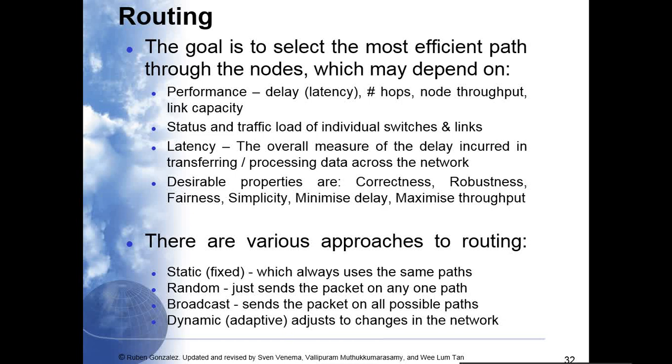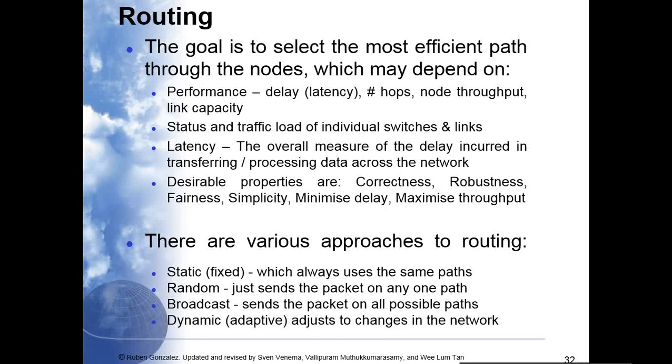Random, I could send the packets on any particular path. That will distribute the load fairly randomly or fairly evenly across the network. It might not be very efficient. Broadcast, send the packet on all possible paths. Okay, that's very expensive in terms of the networking, but it will get there very quickly. And then dynamic, adapt to changes in the network.